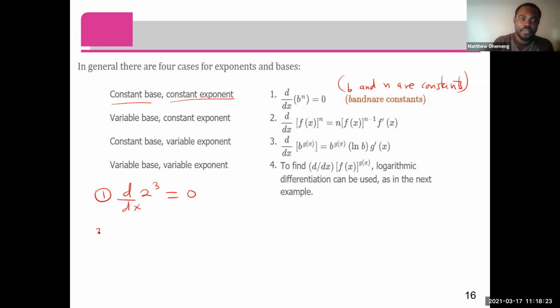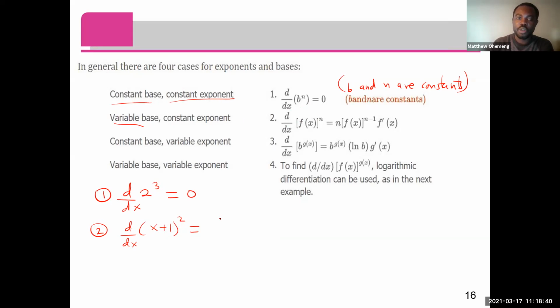Now, what if you have number 2? That one is a variable base and a constant exponent. An example of that is something like x plus 1 to the square. The base is variable because you see an x there, and then the top is constant. Now, for this, you have to employ the chain rule.